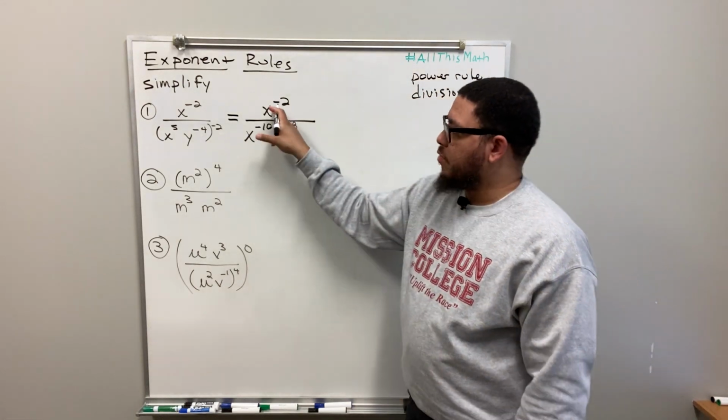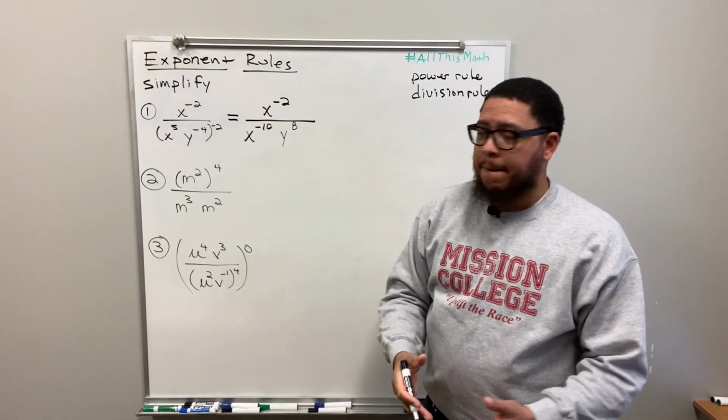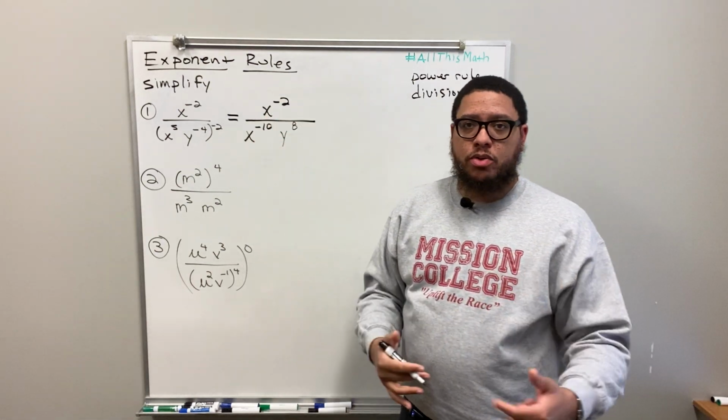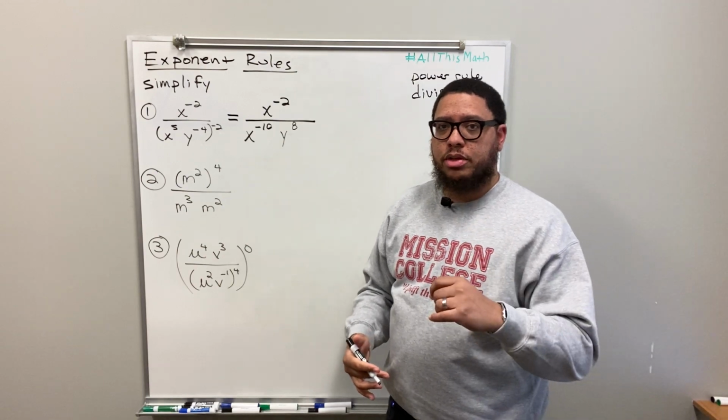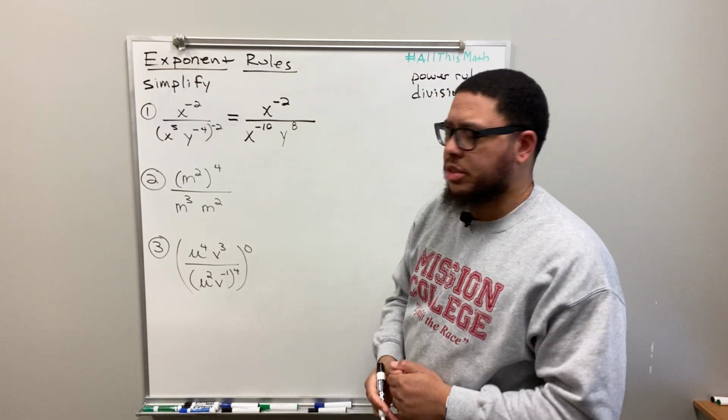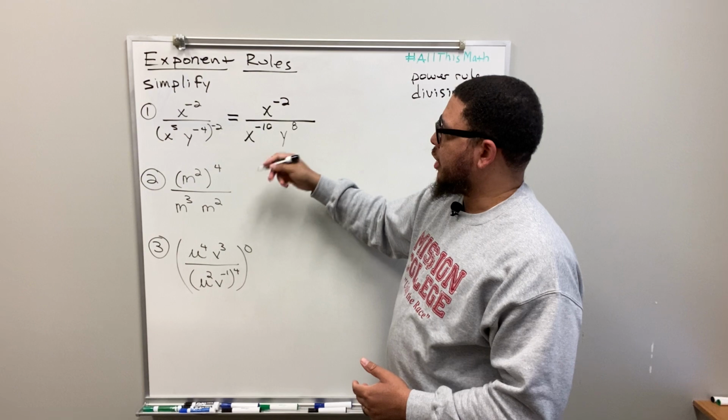says that when you have the same variable or the same number, you subtract their exponents. You subtract their exponents. Now, another question you probably have is, well, do I subtract bottom up or do I subtract top down?